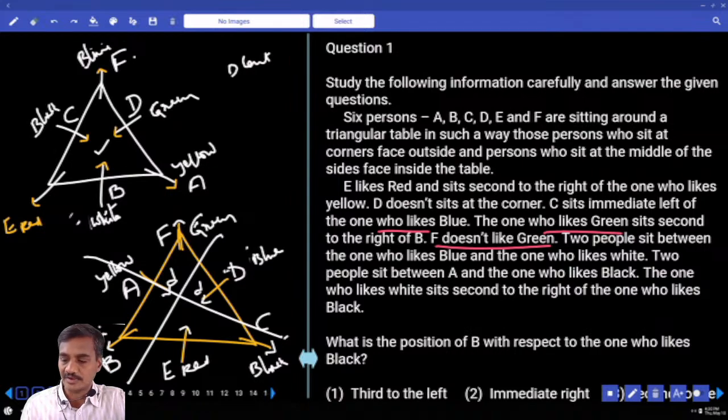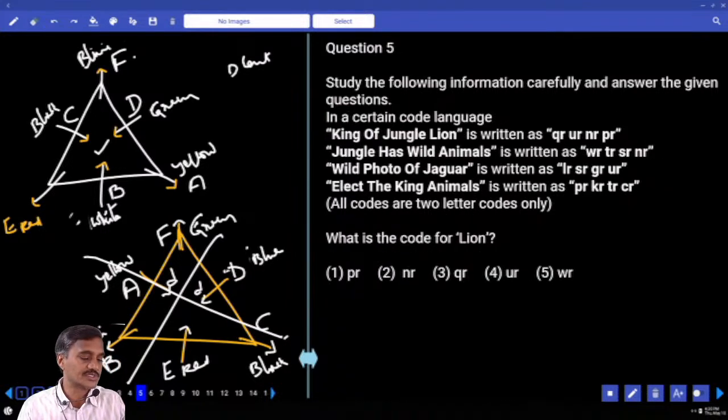Done with this? Now still this information, F does not like green. Both the cases are valid. Hence we should always focus on the possibilities rather than fixing one of the possibilities. Clear? Now this is about question numbers 1 to 4. The next one, 5 to 8. Coding and decoding.